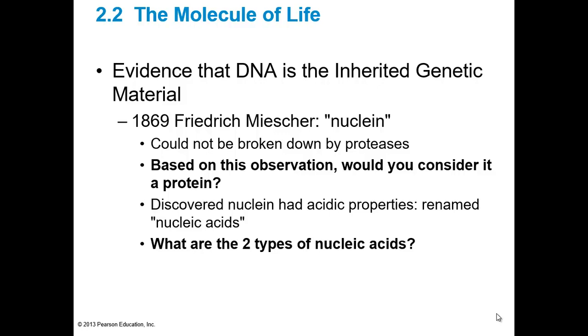Okay, and if we go back to where DNA was first discovered, Frederick Miescher, excuse me, coined the term nuclein. It could not be broken down by proteases. If it was a protein, it would be broken down by proteases, but since DNA is not a protein, it can't be broken down. Miescher discovered that his nuclein had acidic properties, and he renamed it nucleic acid. And obviously, the two types of nucleic acids are DNA and RNA.